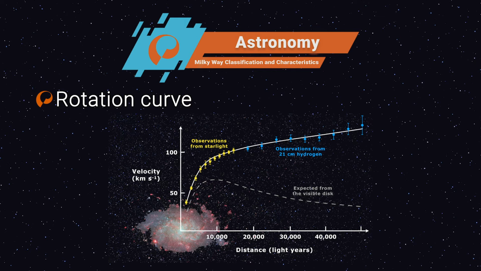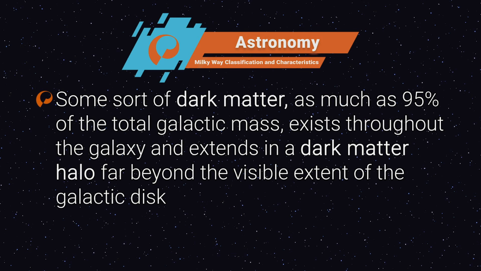The actual rotation curve of observed spiral galaxies shows that they are flat rotation curves to well outside the visible disk. Therefore, matter in the galaxy is not distributed in a way that matches their visible light output. Some sort of dark matter, as much as 95% of the total galactic mass, exists throughout the galaxy and extends in a dark matter halo far beyond the visible extent of the galactic disk.